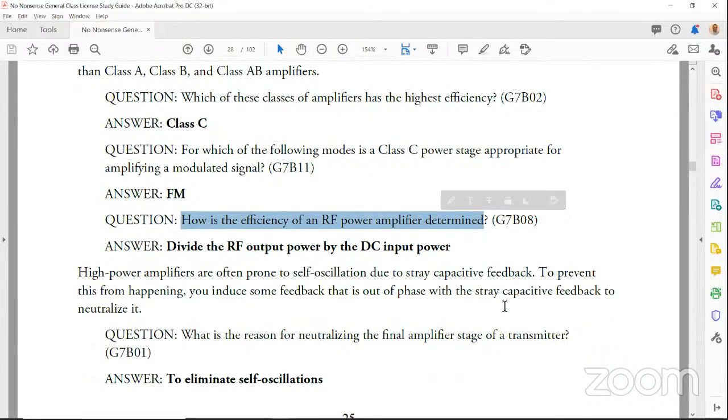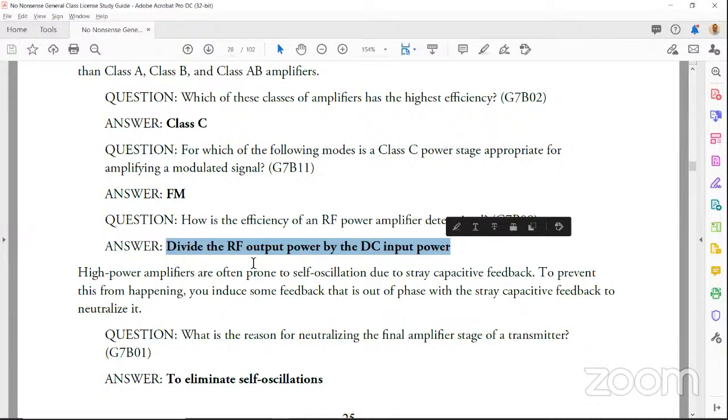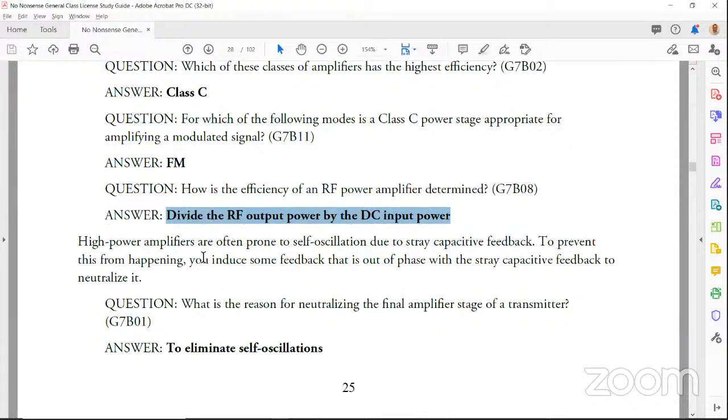Next question. How is the efficiency of an RF power amplifier determined? What are they asking us? They're asking us how to calculate efficiency of an RF power amp. How do we calculate that? We learned the last class, we had the formula. We take the RF output power and divide it by the DC input power. So that's the answer.